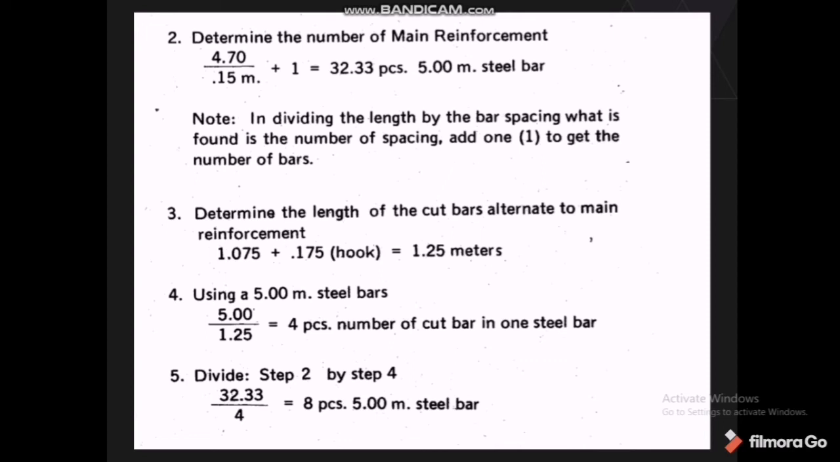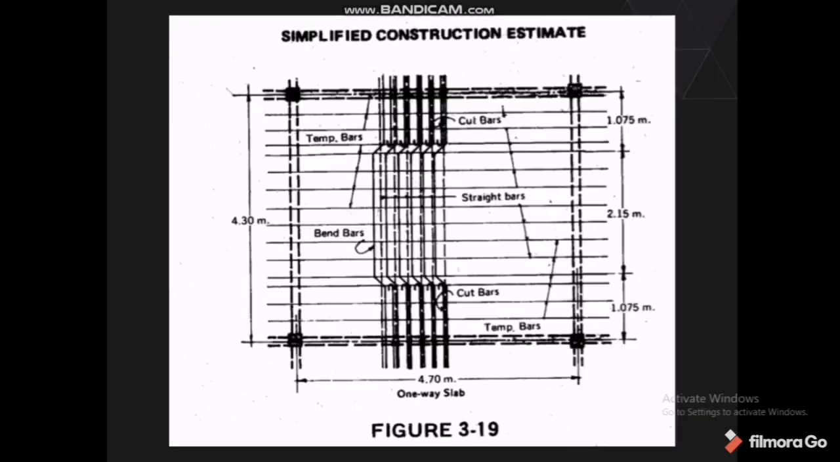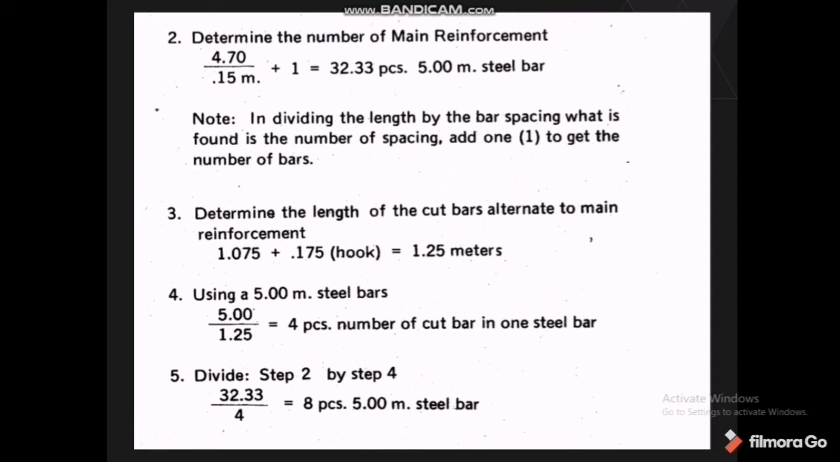Determine the length of the cut bars alternate to the main reinforcement. That is 1.075 plus 0.75 for the hook, which is equal to 1.25 meters. 1.075 is the distance of the cut bars. Then for number 4, using 5 meter steel bars, 5 meters over the length of the cut bars gives 4 pieces, the number of cut bars in one steel bar. And for the fifth part, divide step 2 by step 4.